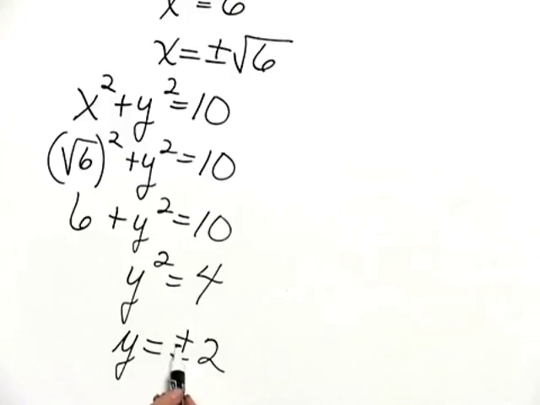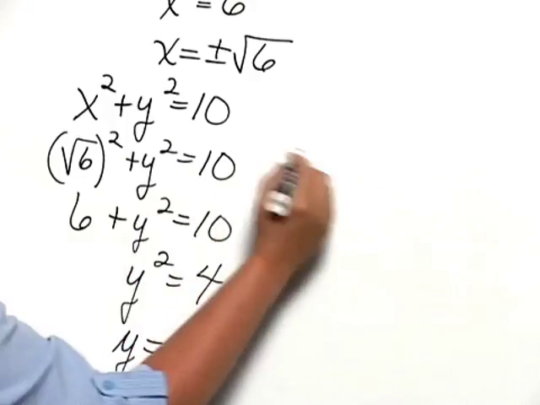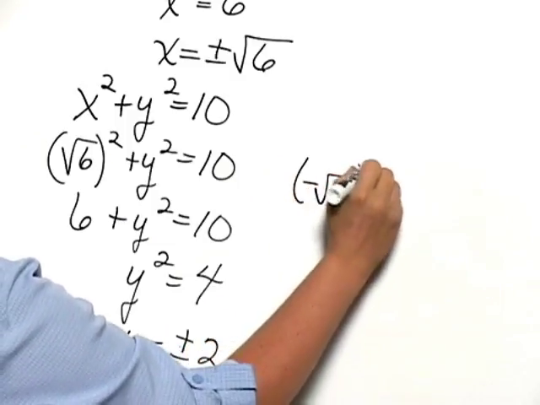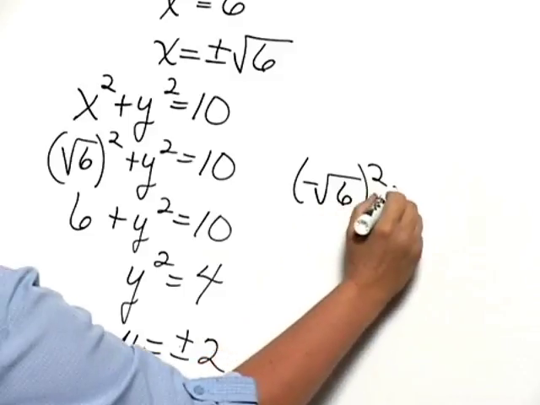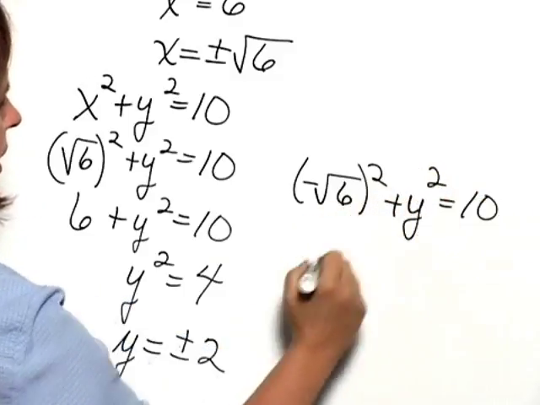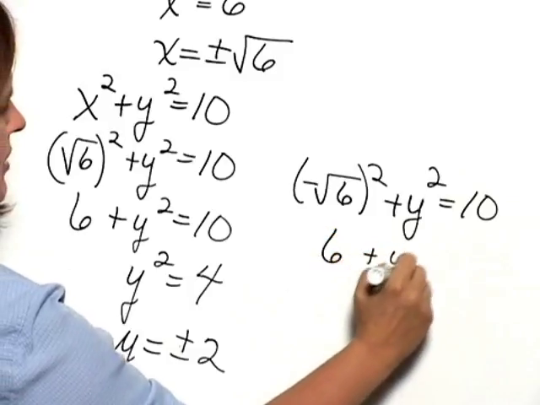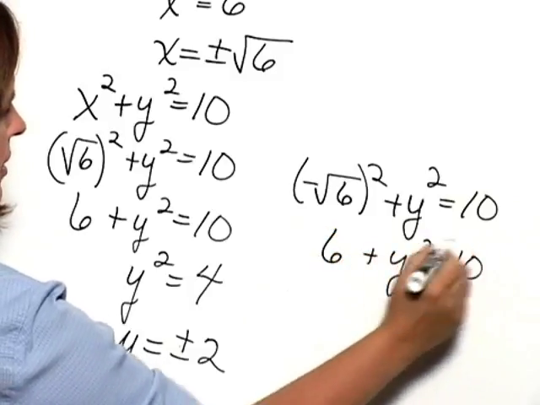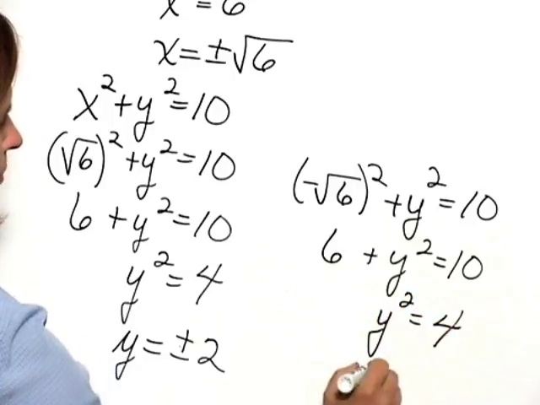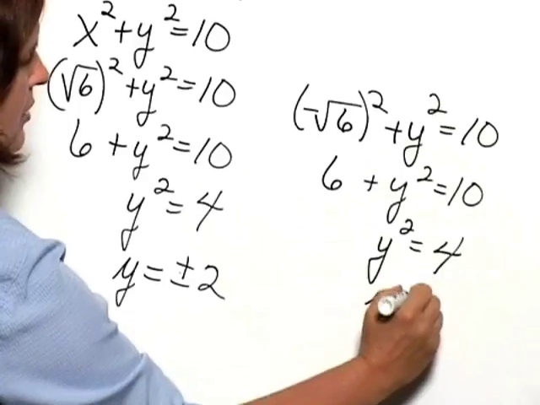Now, we started with a positive square root of 6, and we have two possibilities for y. That means we're going to have two ordered pairs here. When we go through the same process for negative square root of 6, we would have negative square root of 6 squared plus y squared equals 10. 6 plus y squared equals 10. Subtracting 6 from both sides, y squared equals 4. And again, we have y equals plus or minus 2.